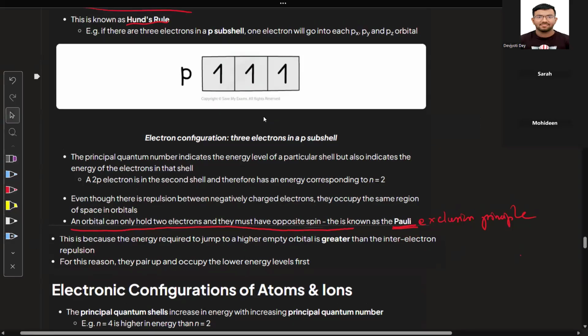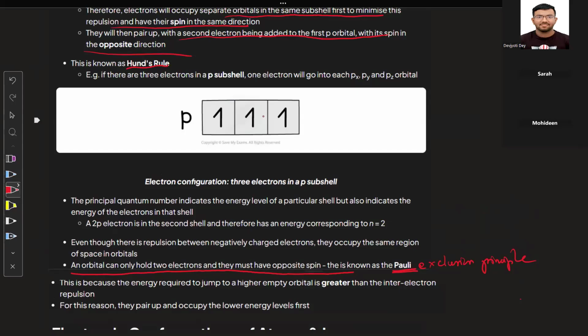Now, what is Hund's rule? Check this out. Let's say there are three p orbitals, right? Let's say this is px, py, and this is pz. We know the principal quantum number indicates the energy level of a particular shell, but also indicates the energy of the electrons in that shell. So a 2p electron is in the second shell, and therefore has an energy corresponding to n equal to 2. So always remember one thing: that px is greater than py and greater than pz.